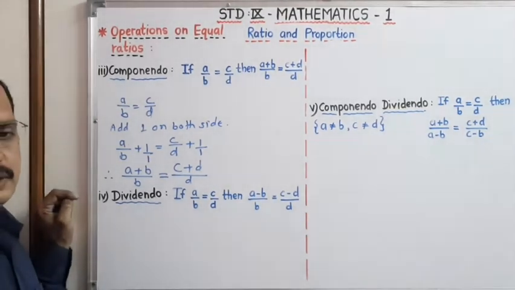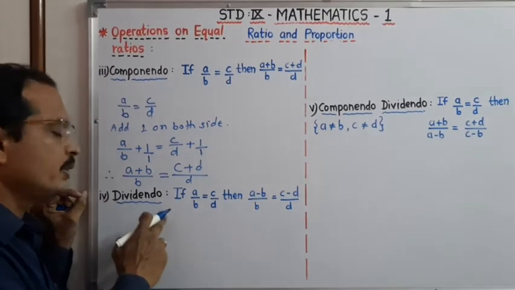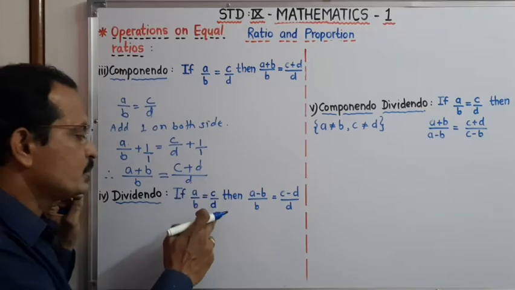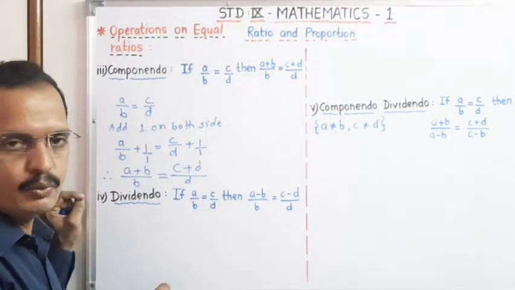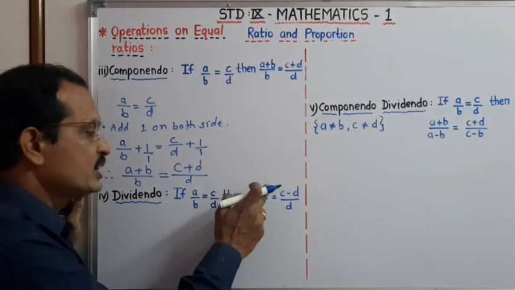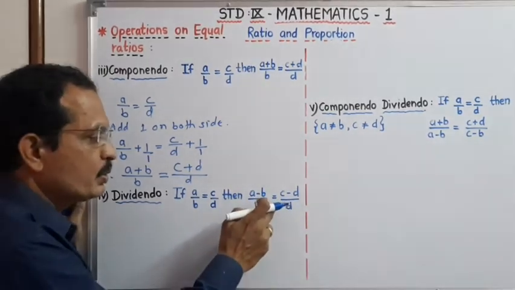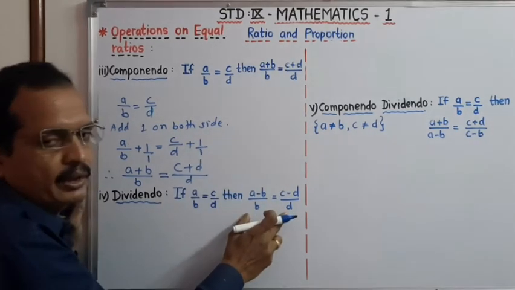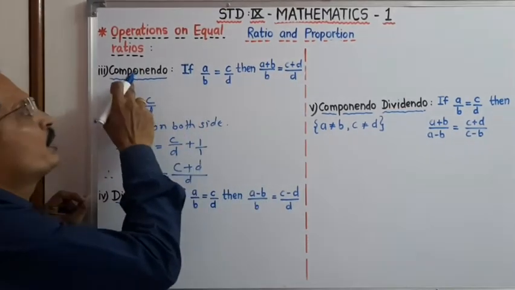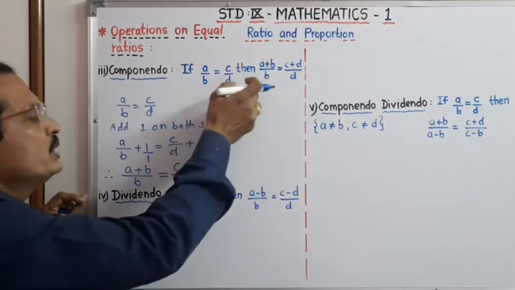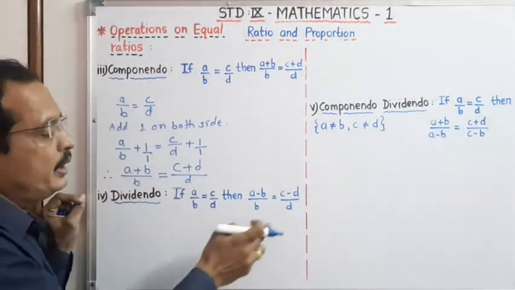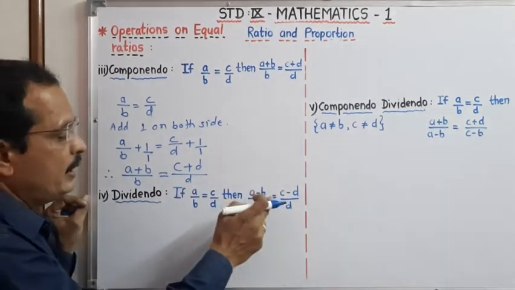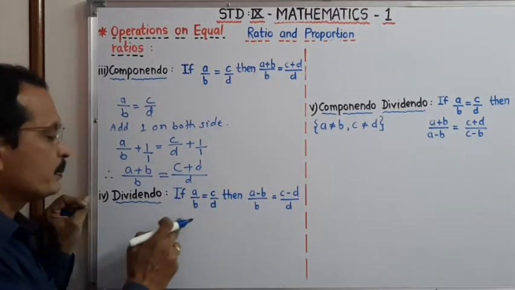After that, see dear student, another is Dividendo. In this property, if a upon b is equal to c upon d, that is two ratios are equal, then a minus b upon b is equal to c minus d upon d. Here it is plus, here it is minus. For plus, the property is Componendo. To prove this, we have to add 1. It is minus. This property is known as Dividendo, and for getting this, we have to subtract 1 from this.